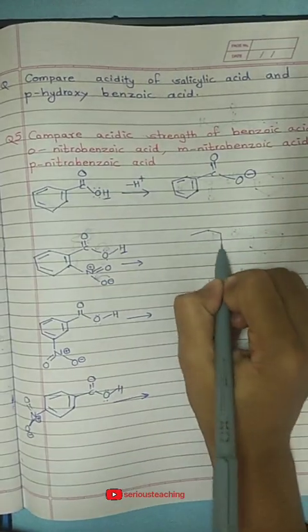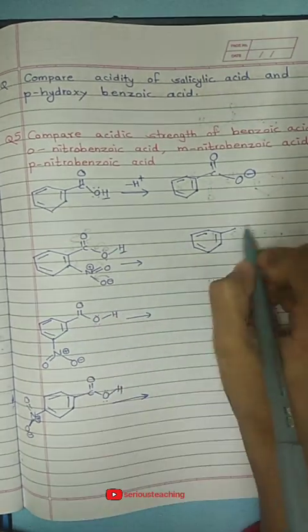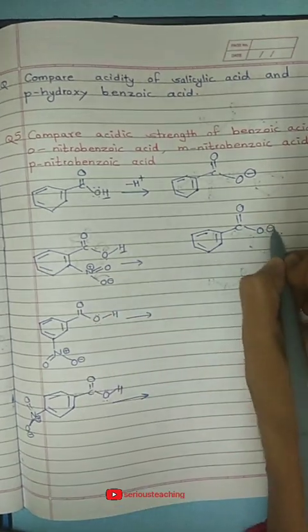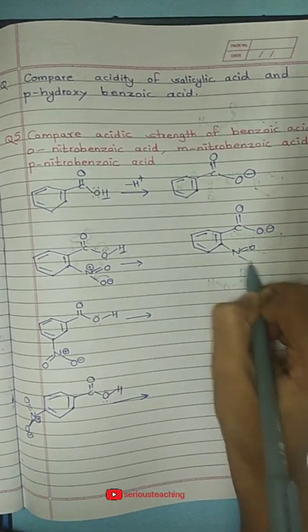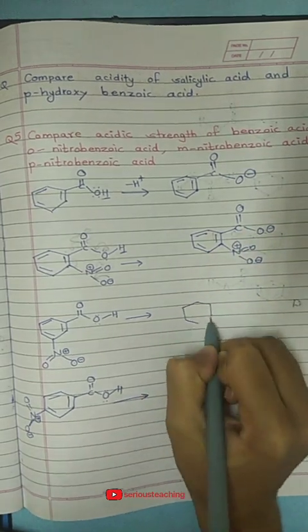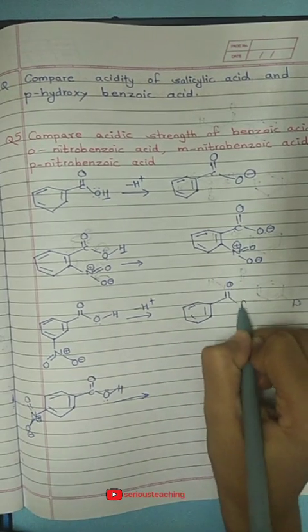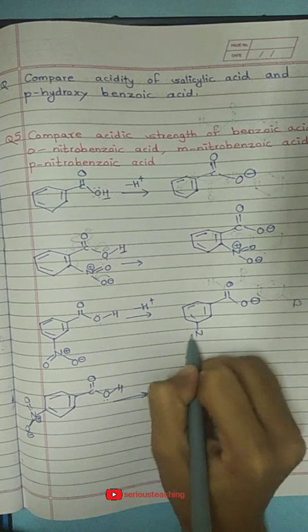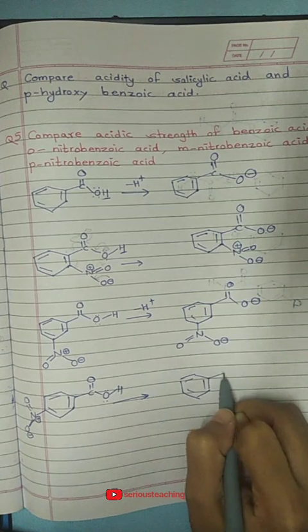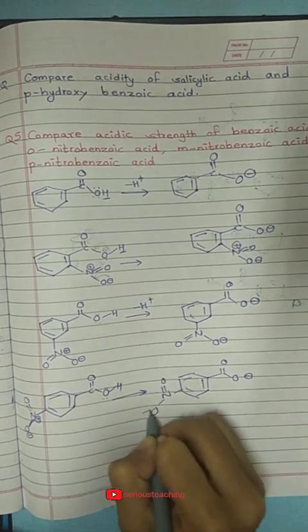So now I will not explain this in much detail. I hope you have understood how O minus is formed. So here also, when this H plus is removed, O minus will be formed, and this is the nitro group. For convenience, I am writing this in this elaborated form. Now, in the third case also, when H plus is removed, we will get COO minus and the nitro group at the meta position. And in the last case, we will get again the anion and the nitro group at the para position.